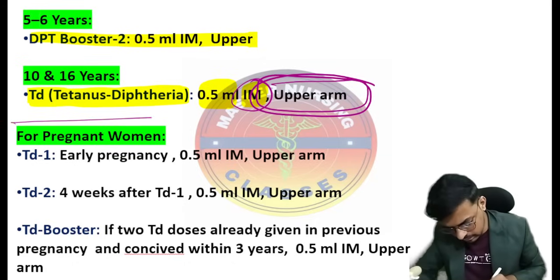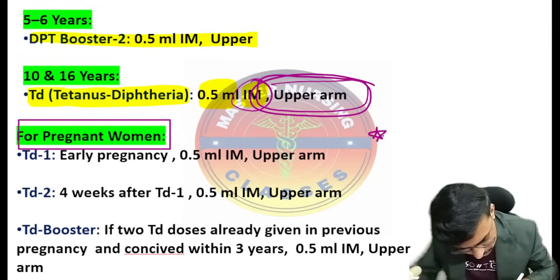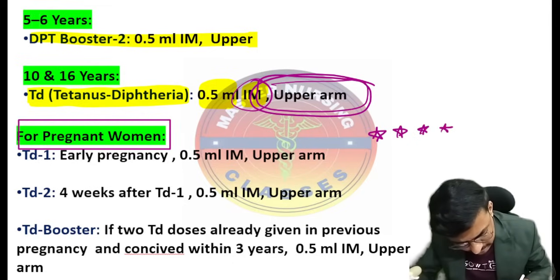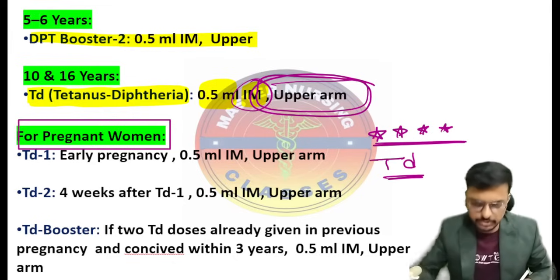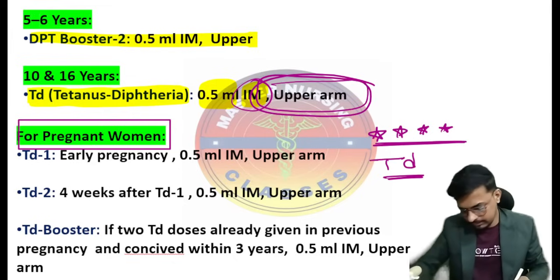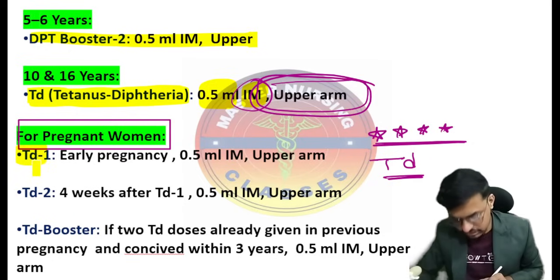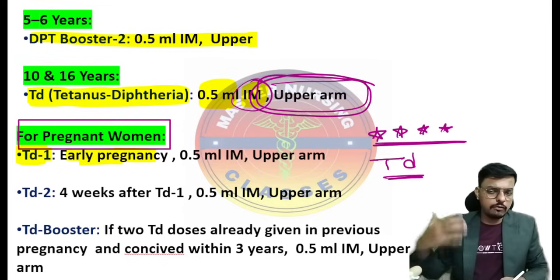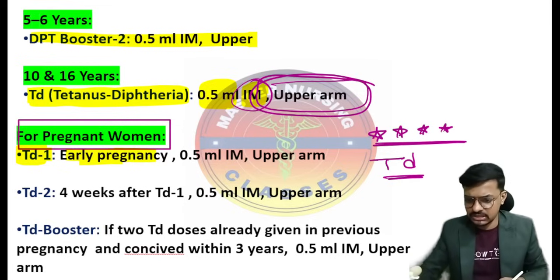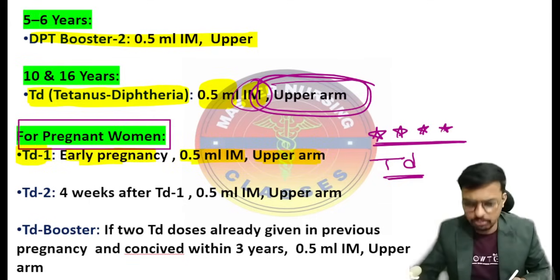And for the pregnant woman, very, very important, examiner's favorite question. Previously we were giving the TT injection. Now we are giving the TD, that is tetanus and diphtheria. Previously we were giving only TT, now we are giving TD. TD: T means tetanus, and the small d means a small amount of diphtheria. TD1 we will give early in pregnancy, as soon as the mother comes to the OPD to register her pregnancy. That is 0.5 ml intramuscular in the upper arm.